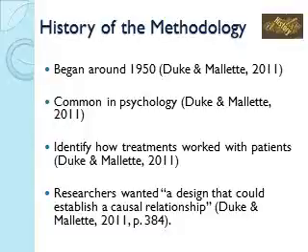According to Duke and Mallet, researchers were interested in finding a design that could establish a causal relationship. This means that they needed research where one variable causes, influences, or affects another variable. The single-subject research design was one way to do this.